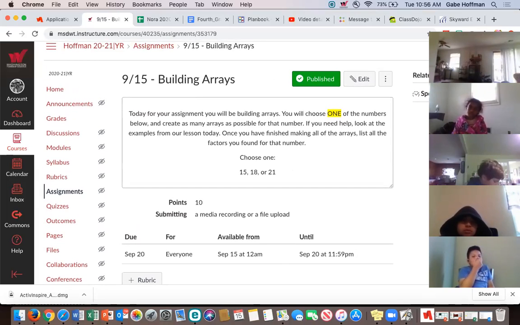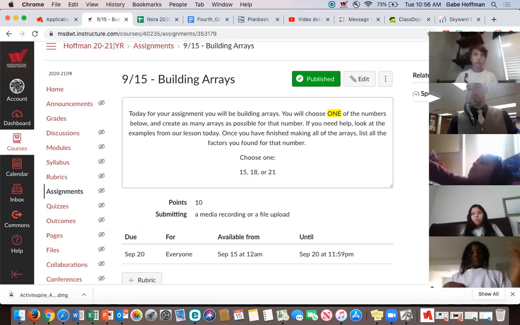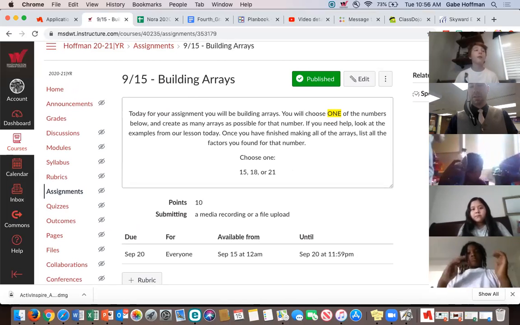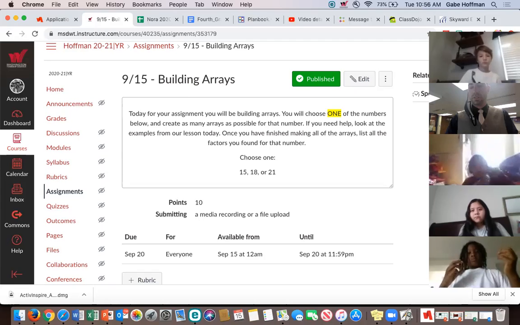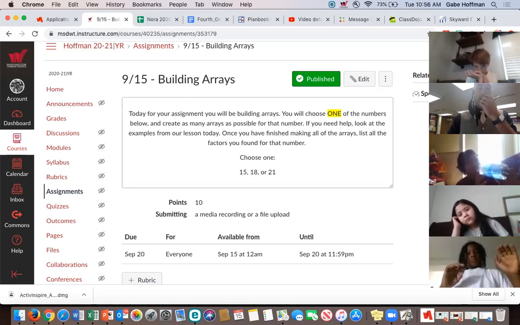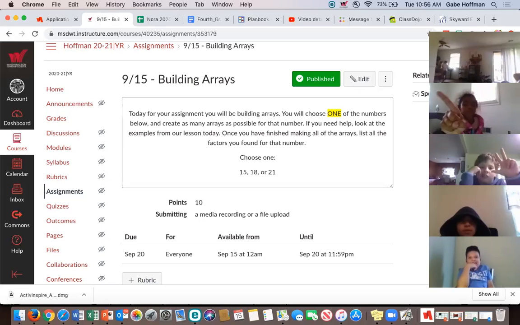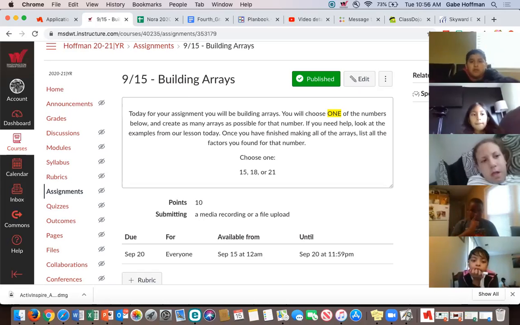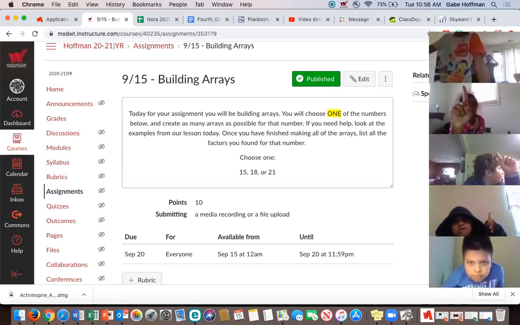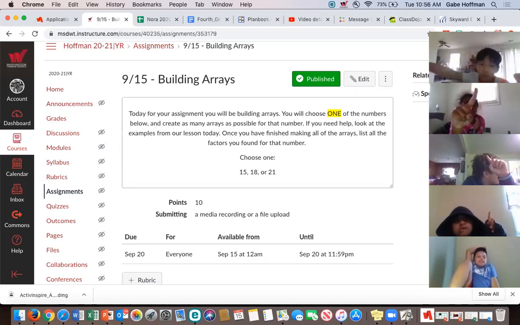Show me on your fingers how many numbers you are choosing to do this for. Everybody needs to show me on their fingers how many of these numbers, 15, 18, or 21, you are choosing to do this for. I'm not asking you which number you're choosing. I'm asking how many do you have to pick and do this for? 1, 2, or 3? See, I said this 3 times and it's highlighted in yellow. I have people not showing me their fingers and people who have the wrong thing up. 1. You're choosing one of those numbers, 15, 18, or 21.